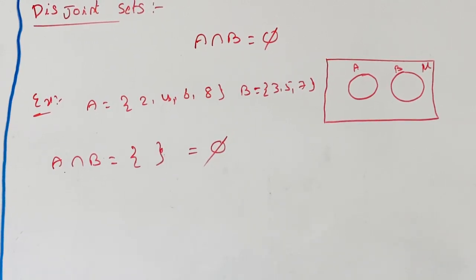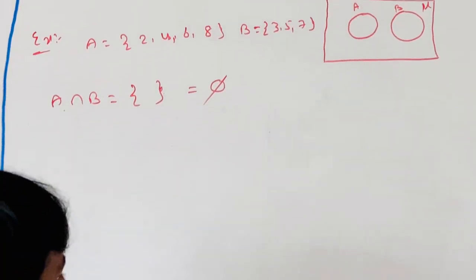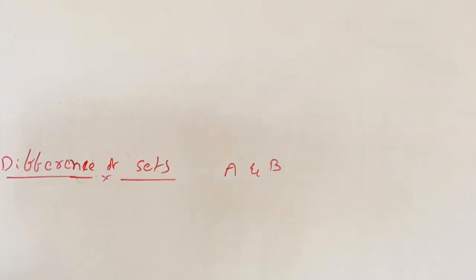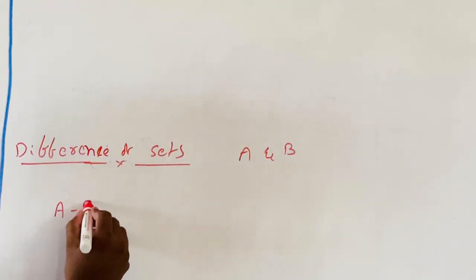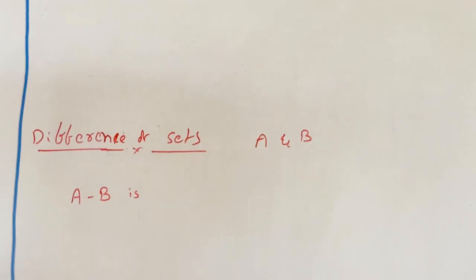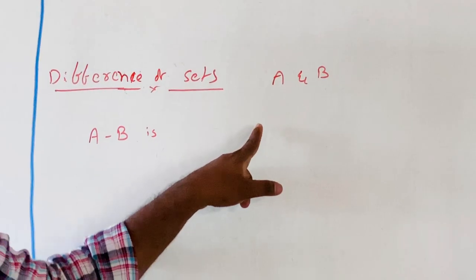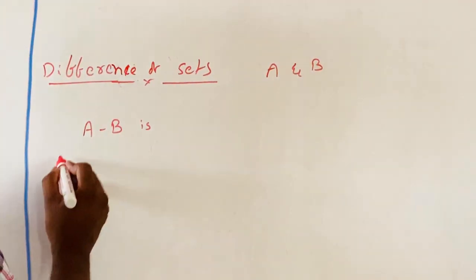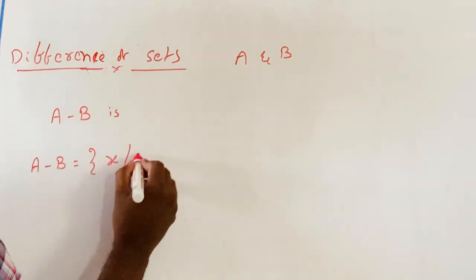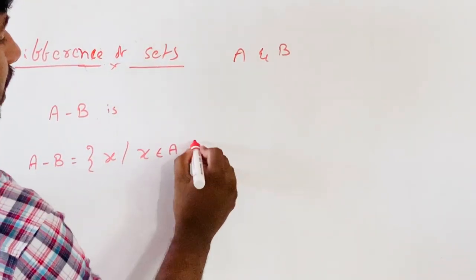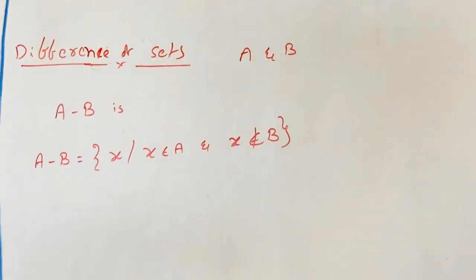Now, difference of the sets. Two sets, A and B. The difference of the two sets A and B is denoted by A minus B. It is all elements that belong to A and do not belong to B. Means A minus B is equal to the set of x such that x belongs to A and x does not belong to B.